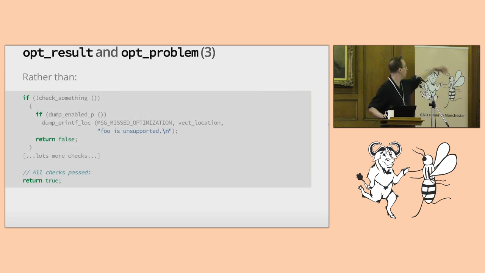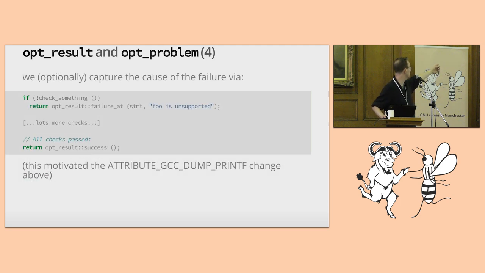So rather than having a whole bunch of checks, where if this check fails, then dump, I can't do that, return false, and if something else fails, return false with a different message, and so on, and return true if all the checks succeed, you do: if I can't do that, return opt result failure at this statement. And this was actually what motivated my dump printf change, in that you can do formatted printing there, and only have it do the formatted printing if dumping is turned on.